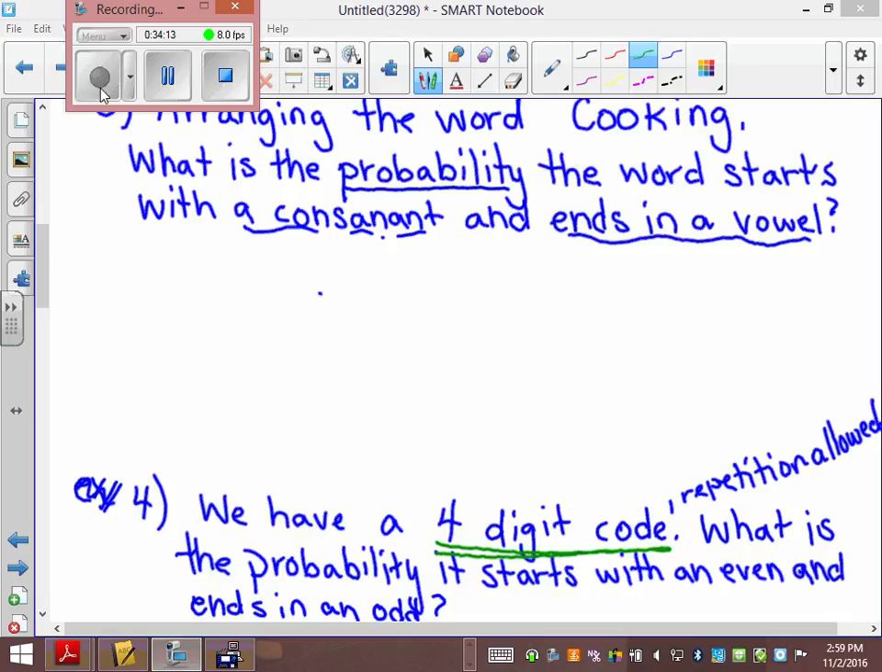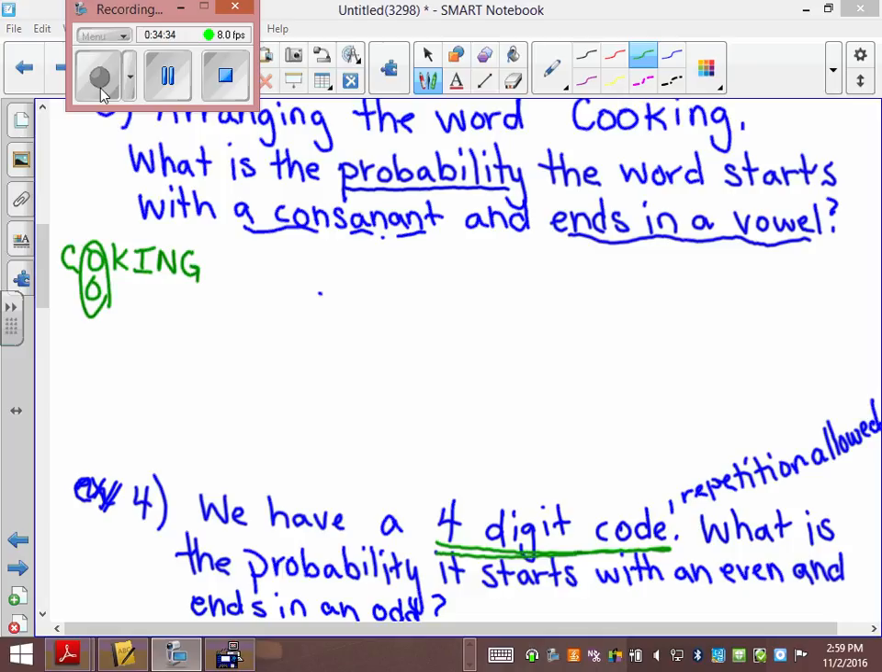Okay, arranging the word cooking, what's the probability the word starts with a consonant and ends with a vowel? So it's the word cooking. That's for the top and the bottom. C-O-O-K-I-N-G. So no matter what you do, you're going to have to divide the top and the bottom by 2 factorial because of the O's.